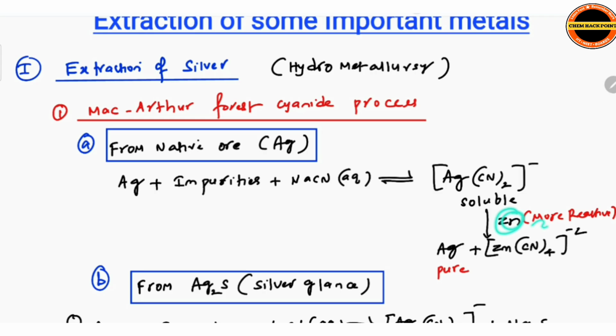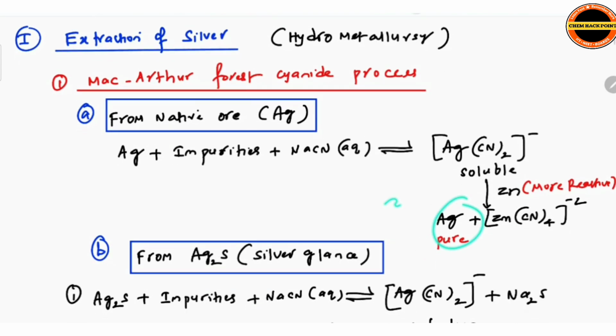To this, we add the more reactive zinc. We know silver is less reactive than zinc; zinc is more reactive. Zinc displaces silver and forms a soluble complex, while pure silver is left outside. So finally we get pure silver.